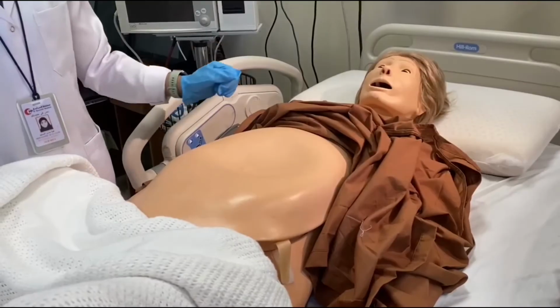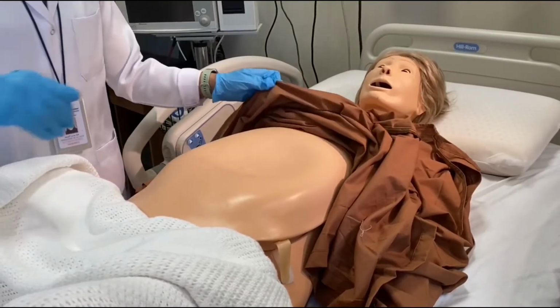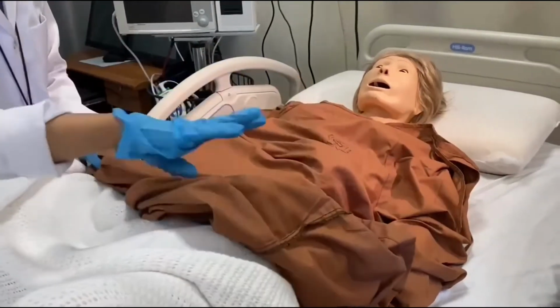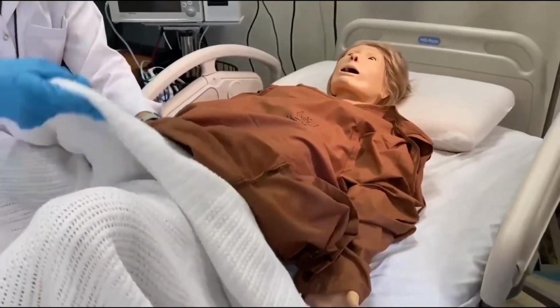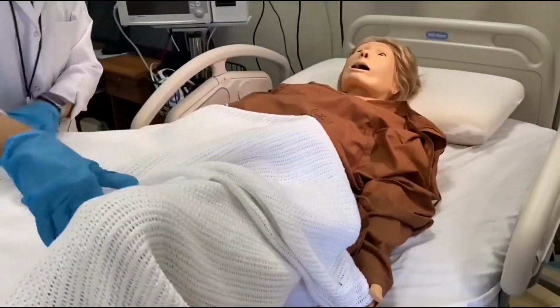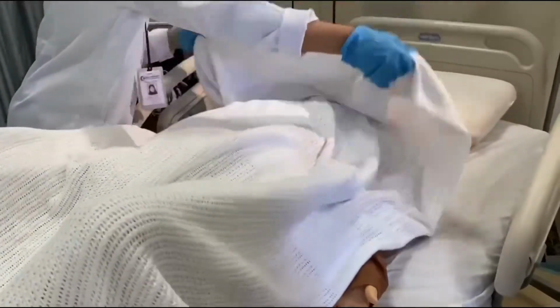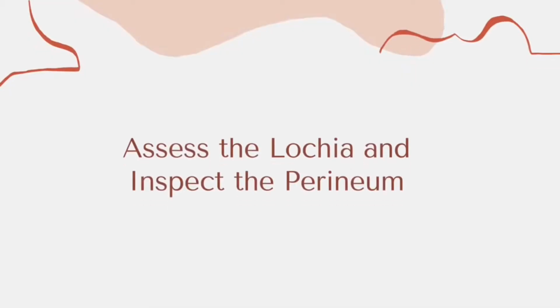Determine the position of the fundus in relation to the midline of the body. If it is not in the midline, locate it and then evaluate the bladder for distension. Assess the lochia and inspect the perineum.